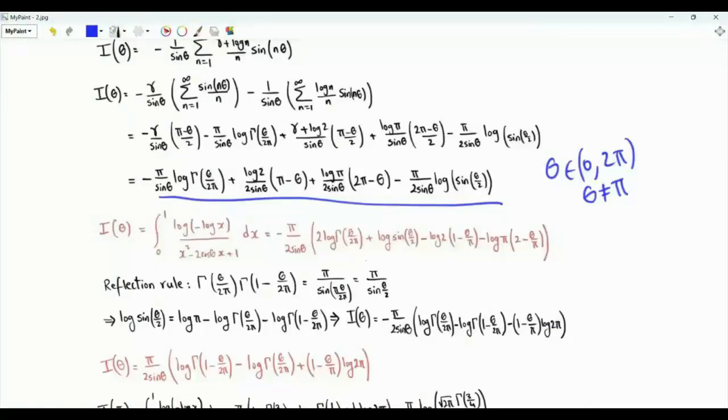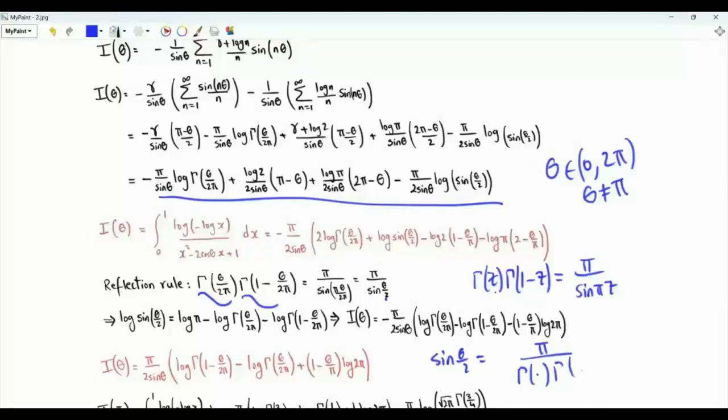Before doing that, we can manipulate the expression for I of theta. One thing that can be done is to use the reflection rule for the gamma function. So we have gamma of z, gamma 1 minus z, is equal to pi over sine pi z. If z is replaced by theta over 2 pi, we have gamma of theta over 2 pi times gamma of 1 minus theta over 2 pi is equal to pi over sine theta over 2. This means that sine theta over 2 is equal to pi divided by the product of the two gamma functions. Log sine theta over 2 is equal to log pi minus log gamma of theta over 2 pi minus log gamma of 1 minus theta over 2 pi.